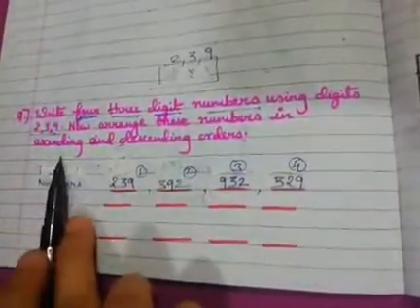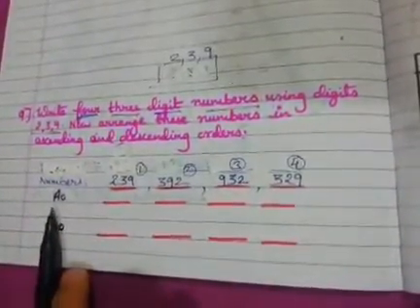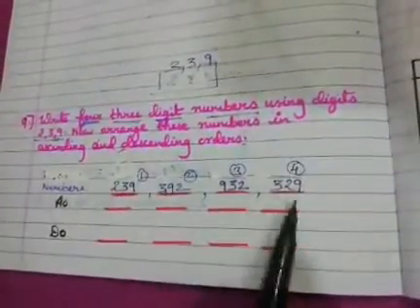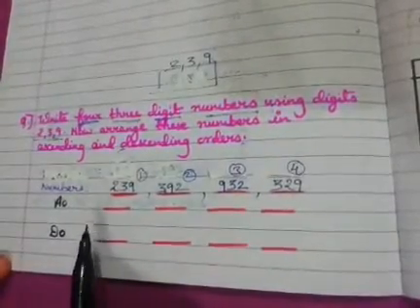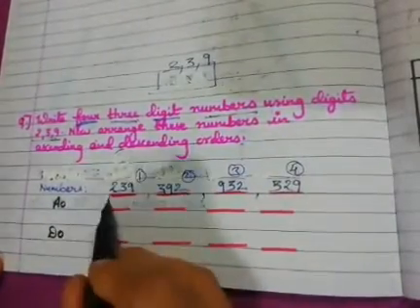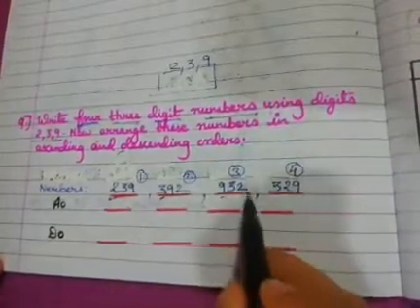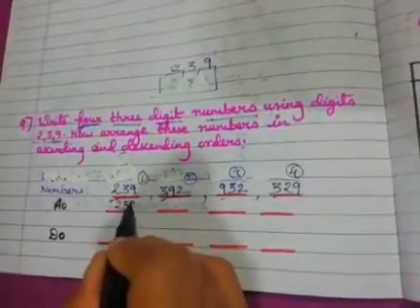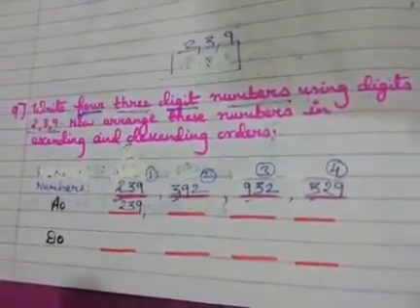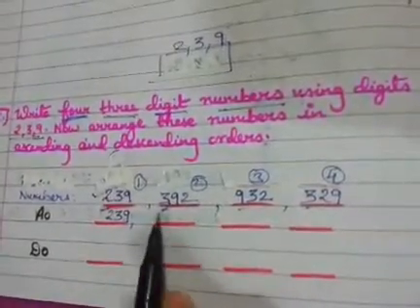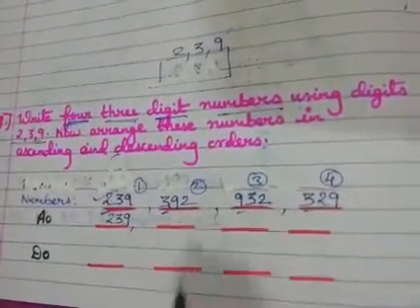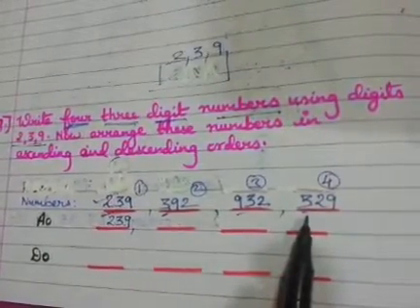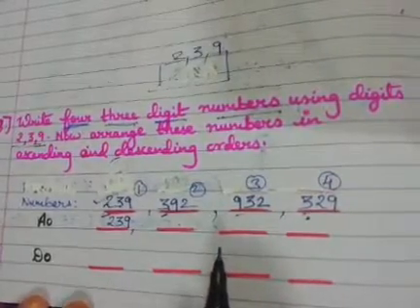Now arrange these numbers in ascending and descending order. Ascending order, that is smallest number. If you will see these numbers, all are 3-digit numbers. Yes children. So see the first number in hundreds, please. 2, 3, 9, 3. Smallest 2. So our first number in ascending order is 239. Okay children. Next, smallest 3. Now in this number also we have 3 in hundreds place, and in this number also we have 3 in hundreds place.